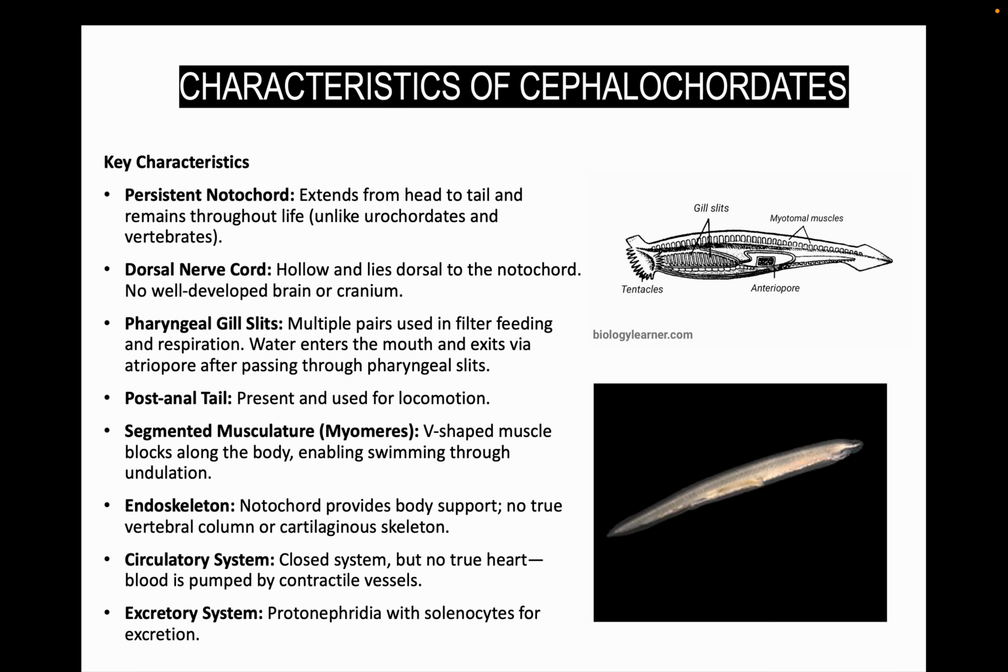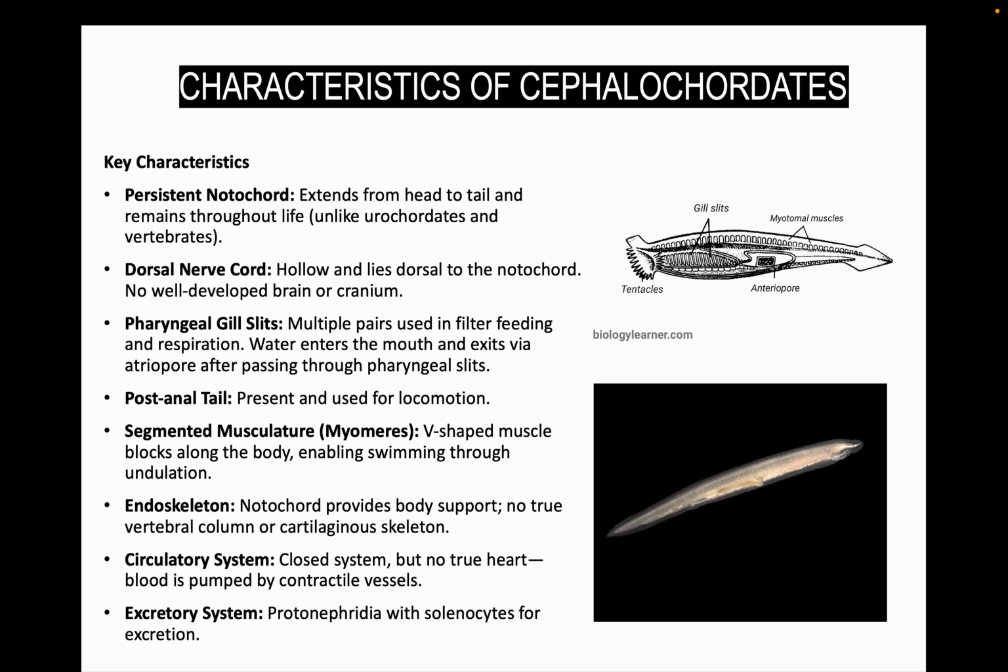Okay. Next, we have the sister group to Chordata, or to Vertebrata, the subphylum Cephalochordata. For cephalochordates, there is a persistent notochord which extends from the head to the tail of the animal. This notochord is not only present during the larval stage of the animal, but is persistent until the animal becomes an adult.